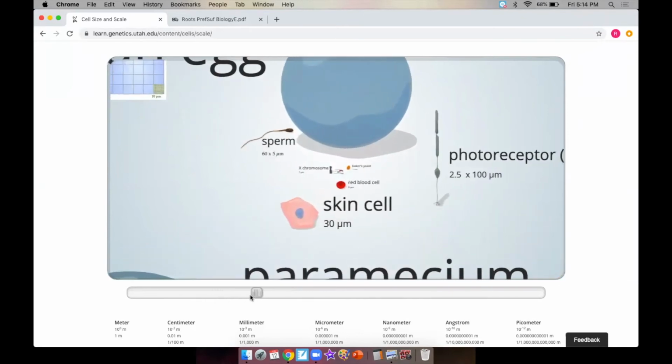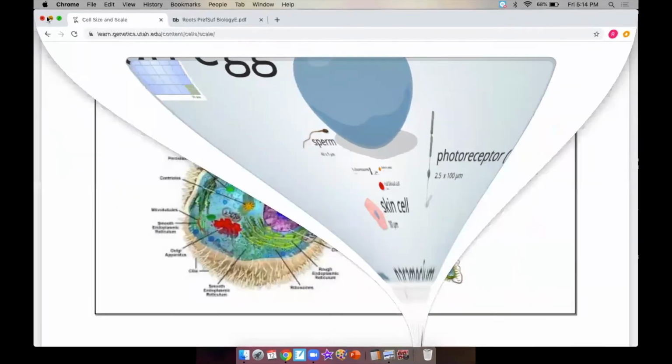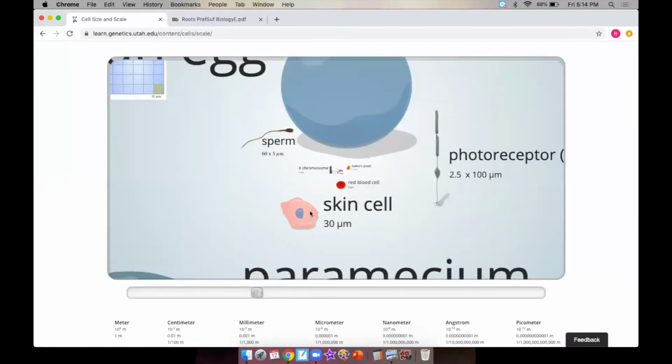And you are a multicellular eukaryote. You have multiple cells that keep you alive. But they also have a nucleus and organelles keeping you alive.